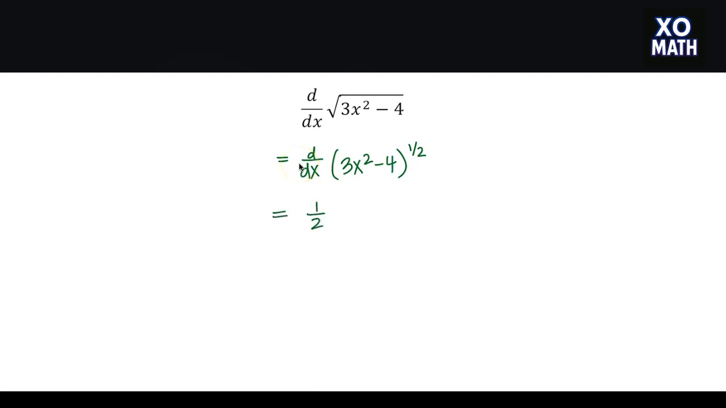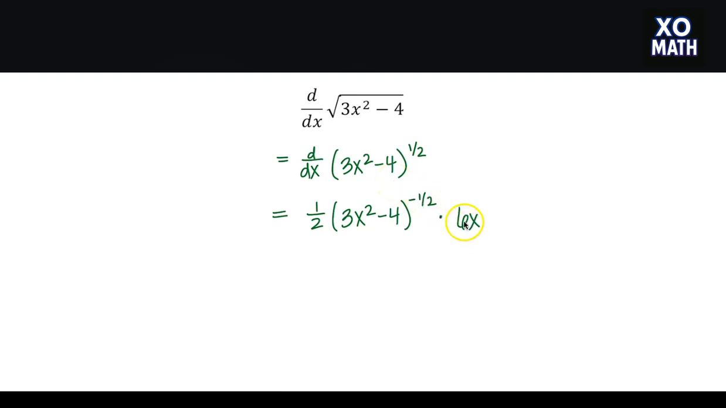So notice I'm not writing the operator anymore because I'm about to take the derivative. So 1/2, leave the inside the same, 3x squared minus 4, to the negative 1/2. So I'm subtracting 1. I'm doing the power rule on the outside, leaving the inside the same, and then times the derivative of the inside, which is just by the power rule, 6x.